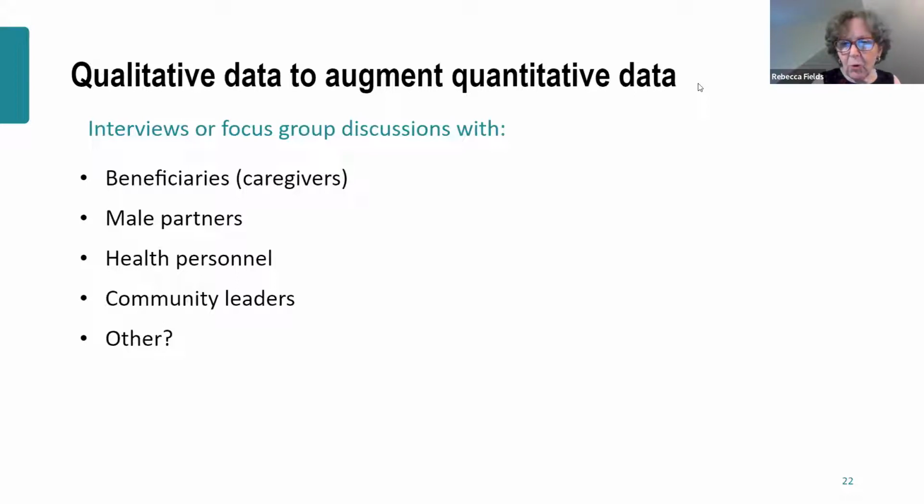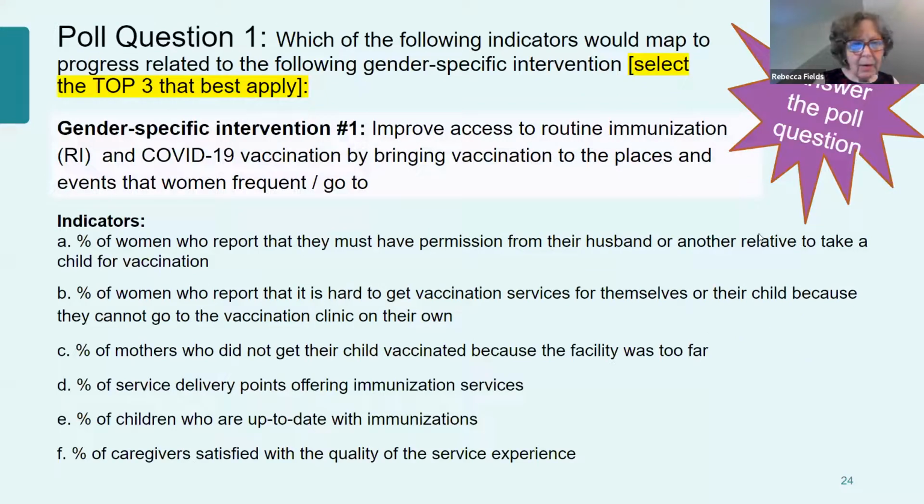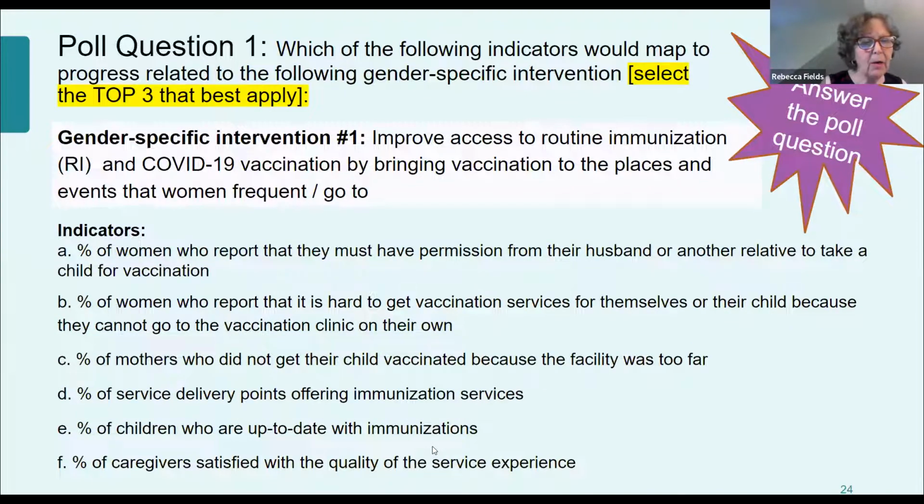All right, then I'm going to move on to our exercise here. We've got three poll questions. Last week we talked about some specific gender-related interventions. What we're going to do now is ask your views. We're going to provide a summary of what the intervention was, and then propose some possible indicators. And we'd like your views on which ones you think are most applicable.